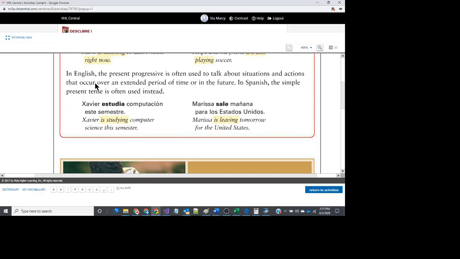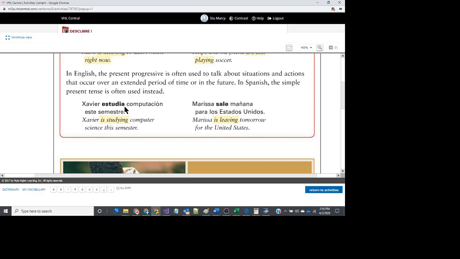Now, here's another interesting aspect. In English, the present progressive is often used to talk about situations and actions that occur over an extended period of time or even in the future. So if I want to say, I am playing baseball tomorrow. Estoy jugando béisbol mañana. That's the future. In Spanish, there's no need to do that. You really only want to use this for actions that are taking place right now. But now look at this.